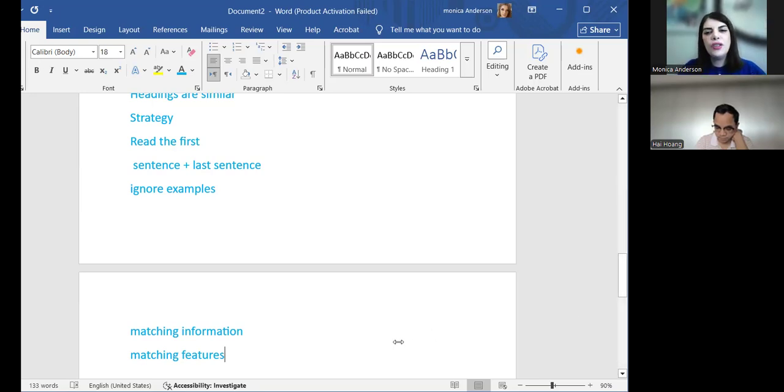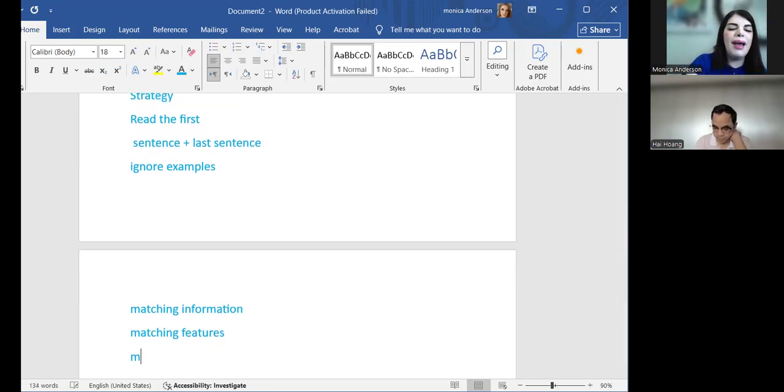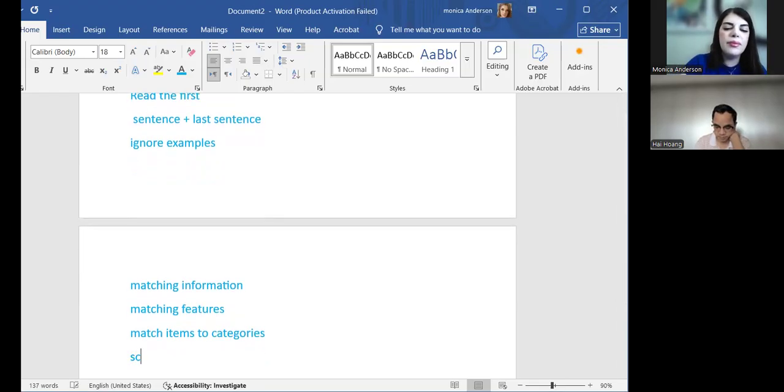Matching features. You should match items to categories. For example, scientists and discoveries. So the category is discoveries, and the item is the scientist. This is something that you need to do.